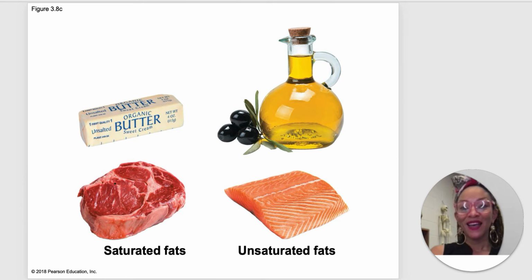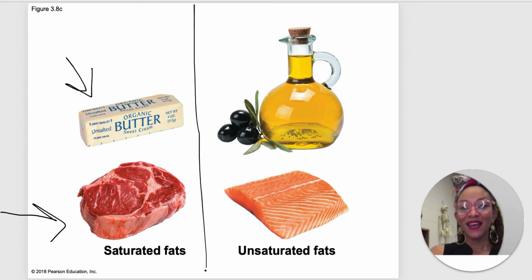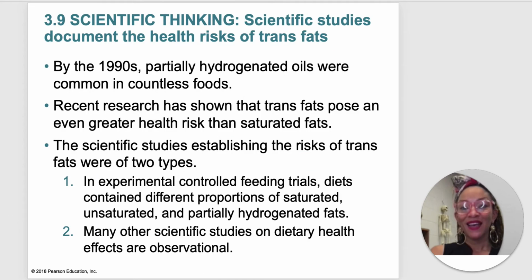Okay, so saturated fats, these are usually going to be solid at room temperature. So for example, butter, saturated fats, you find that in a lot of red meat as well. So those are considered the more unhealthy options. And then to the right side of the screen, we have our unsaturated fats. So our plant oil, this looks like olive oil, right? And then things like salmon or that kind of fatty fish. Those are considered much better for you and much more heart healthy.